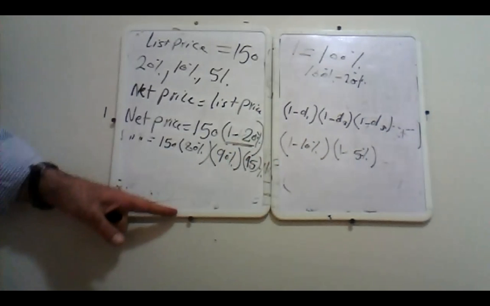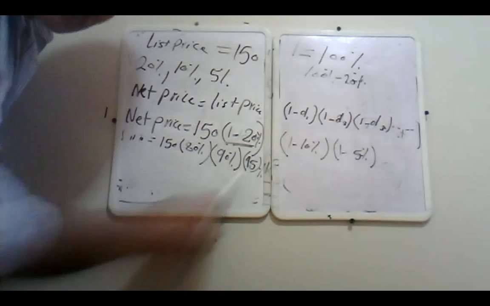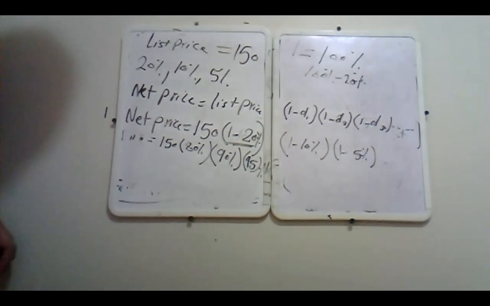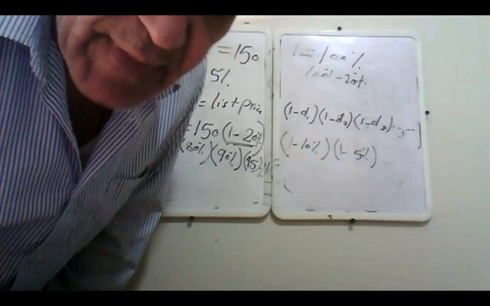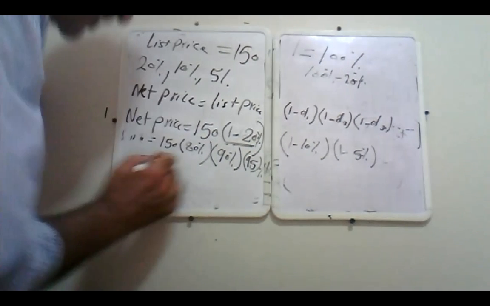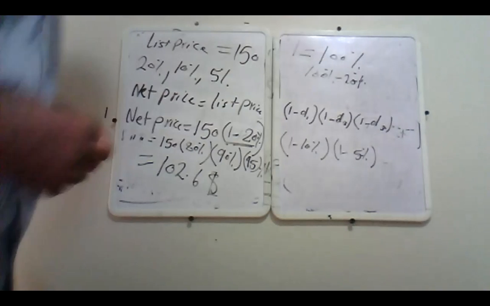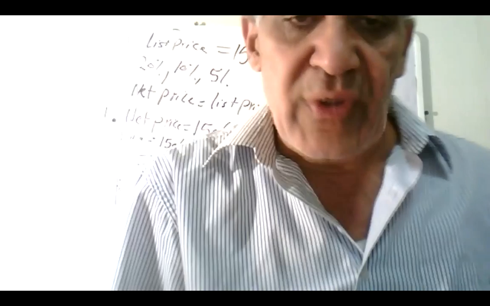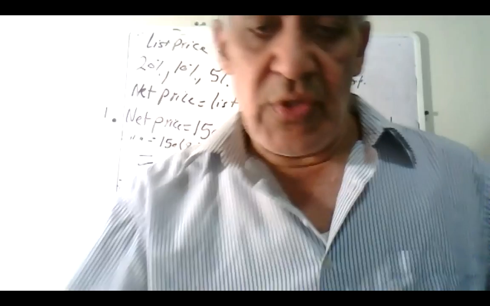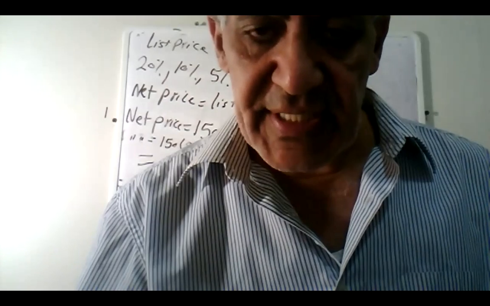You see how we solve it? That's the way it is. 150, 80%, 90%, 95%, and this will give you the final solution of the example. We get the same result, which is $102.6. You can do this with a calculator and you will see the solution. So all of this you make on one line only, which is here. See, here it is.